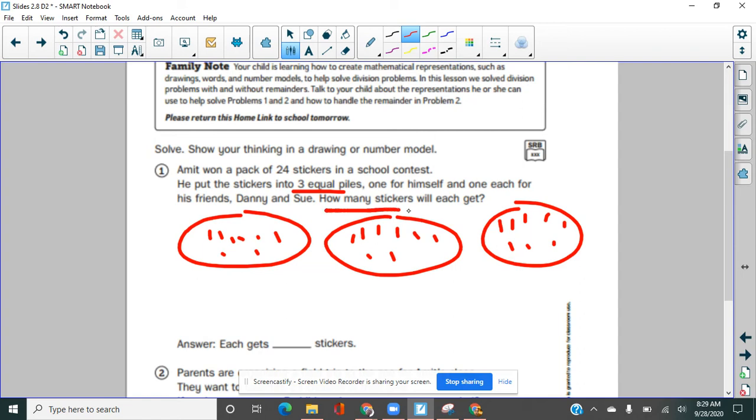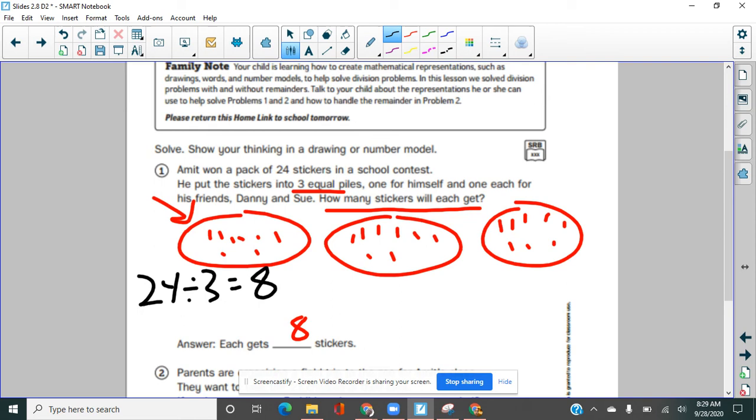So how many stickers will each get? Well, this is one kid, right? So how many stickers are there? Yes, 8 stickers, right? So our answer is that each is going to get 8 stickers. Now let's make sure that we show both our numbers that we used, and then our explanation. So we had 24. We divided those into 3 piles, and we ended up with 8.